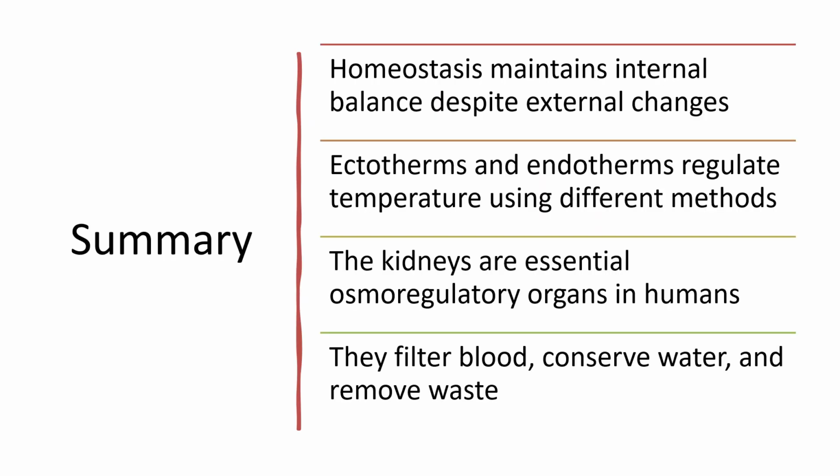Homeostasis keeps the body's internal environment stable through feedback systems. Animals regulate body temperature in different ways, and in humans, the kidneys are key to water and salt balance. Understanding these processes helps explain how organisms survive in changing conditions.